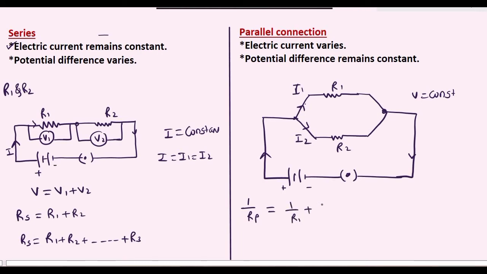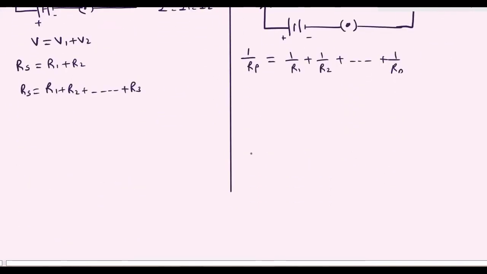The combined resistance in parallel connection is given by 1 by Rp is equal to 1 by R1 plus 1 by R2 plus so on plus 1 by Rn. When only two resistors are given, then we can write 1 by Rp is equal to 1 by R1 plus 1 by R2. For only two resistors, this is the form.